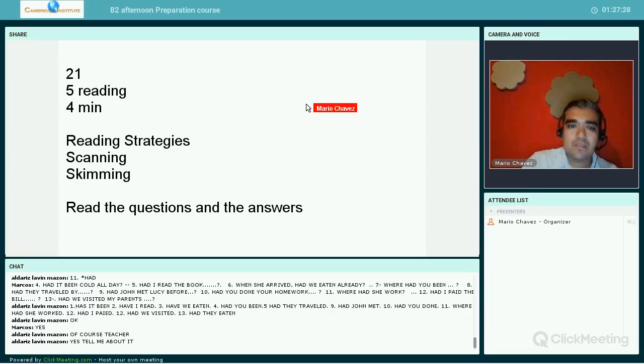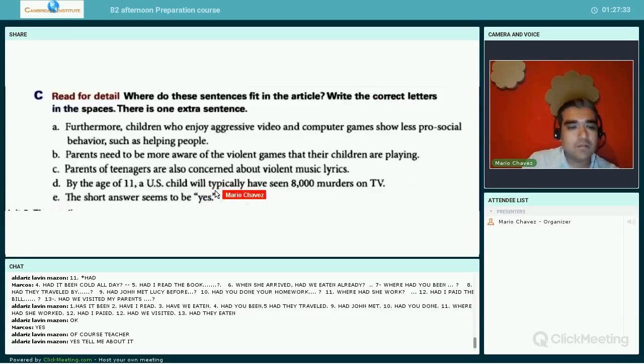Then you're going to read one by one. For example, you read question number one with the answers. In this case, number one is: furthermore, children who enjoy aggressive video computer games show less pro-social behaviors such as helping people. So here we have an idea, right?